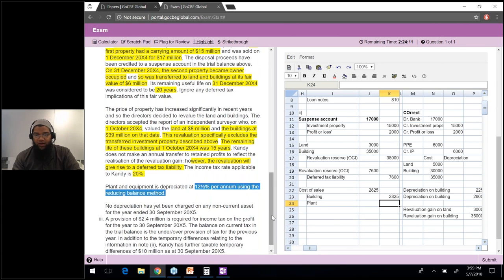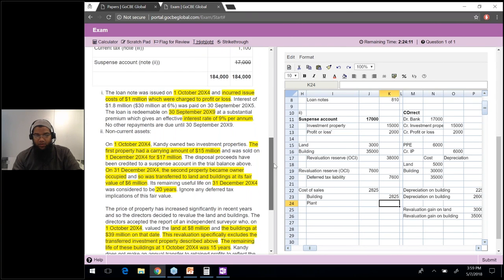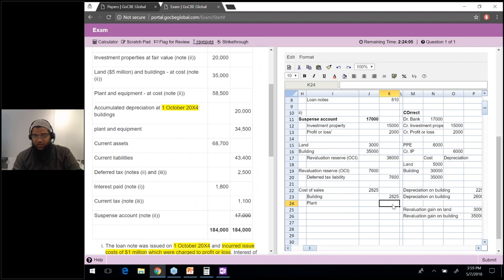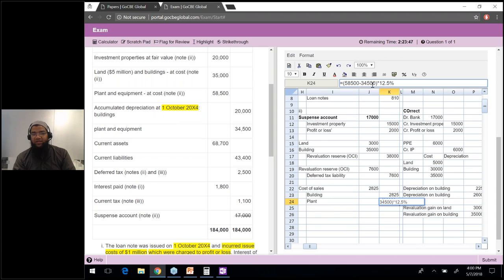So for that, we need to go back to the question. The cost of the plant was 58,500 minus the accumulated depreciation was 34,500 into 12.5% depreciation rate. So 58,500 of the cost minus the accumulated depreciation into 12.5% will give us the depreciation on the plant. And if you see, my cost of sale has been updated because this includes now both the depreciation on the building and the plant.